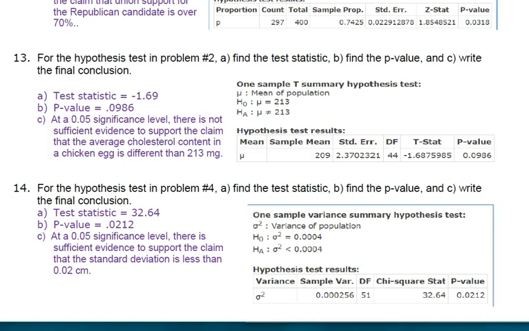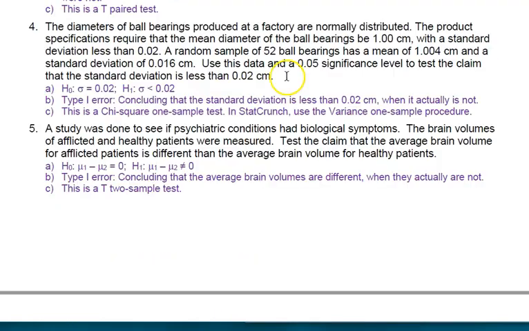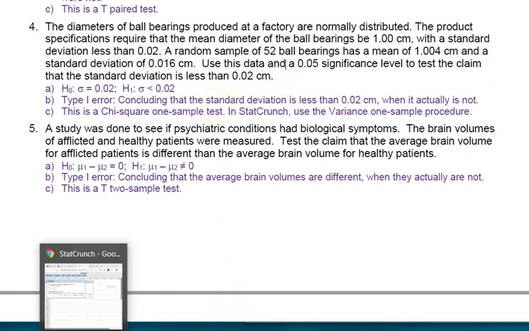In the next one, we're going to go back to problem number 4. This was the test that had to do with the standard deviation, so we're going to use the variance stats in StatCrunch.